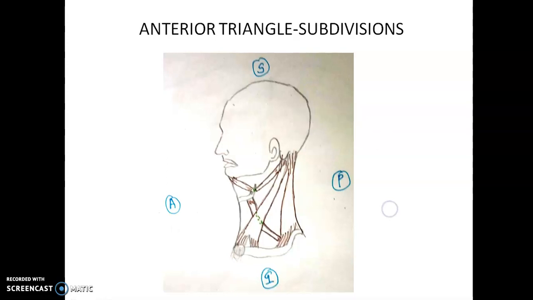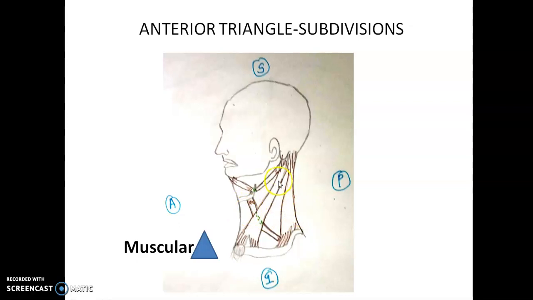So we'll see what these 3.5 triangles are. First is the muscular triangle. This triangle is below the hyoid bone. This is the hyoid bone. This triangle is called the muscular triangle because there will be only muscles in this triangle, and all these muscles will be below the hyoid. So what do you call these muscles? Below the hyoid, infrahyoid muscles.